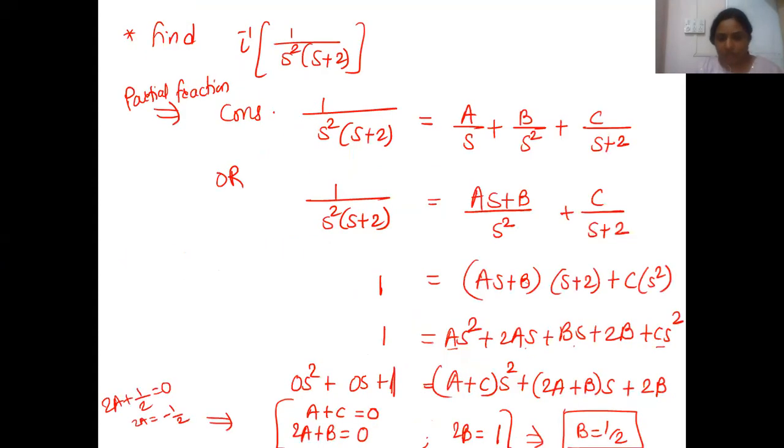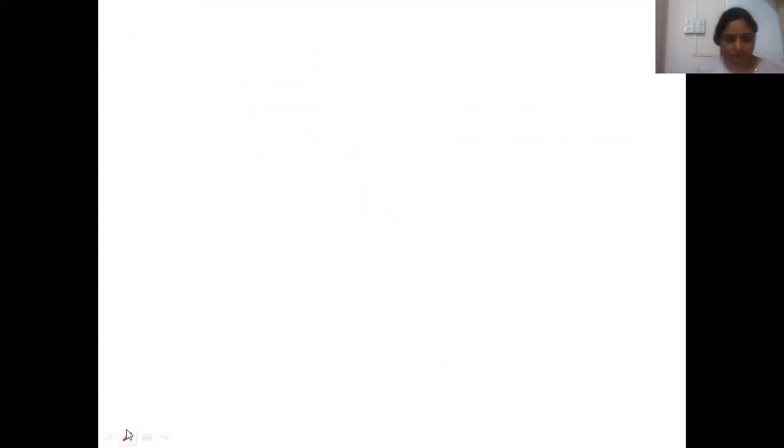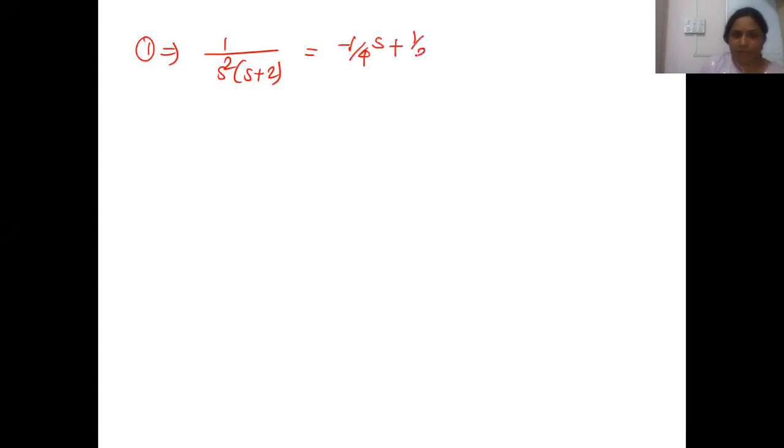Yes, we have a, b, c, so we'll call this equation number 1 first. So 1 becomes 1 upon s square into (s plus 2) equals (as plus b) upon s square plus c upon s plus 2. What a did we get? Minus 1/4, so minus 1/4 s. Plus b, what did we get for b? 1/2. So (minus 1/4 s plus 1/2) upon s square plus c, what did we get? 1/4 upon s plus 2.